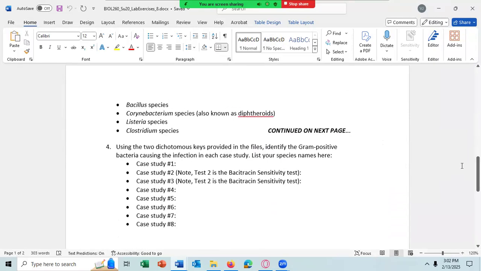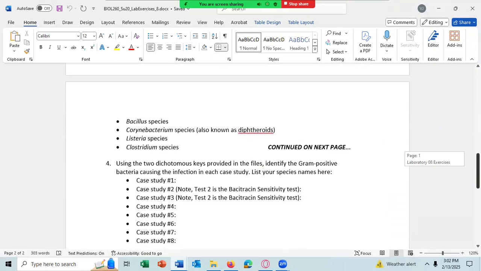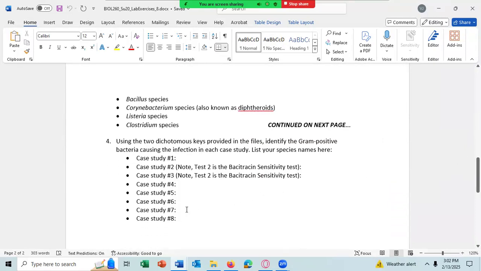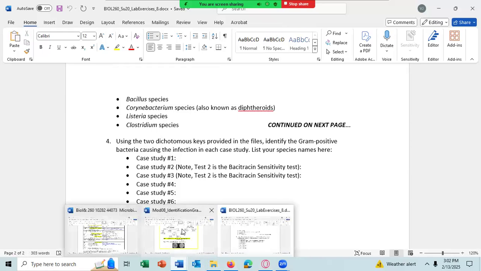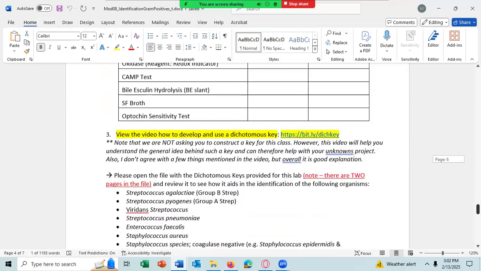Then use the dichotomous key to answer the question: what is the identity of the species causing the gram-positive bacterial infection of case study 1, and list the species name here for case study 1. Now we've got to go back to the lab module to find the case study. Oh, no, you don't. It's not in the lab module.